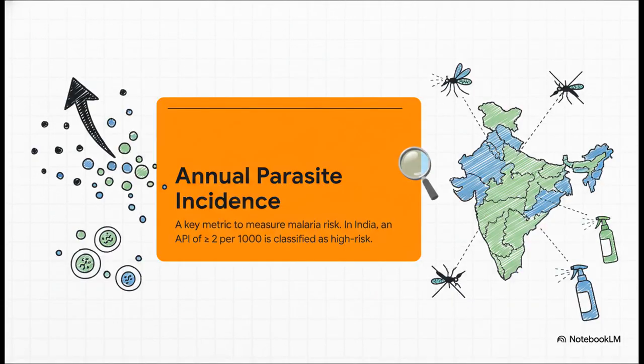And all of that data from individual patients, it gets scaled up. Every single diagnosis feeds into these bigger public health metrics, like the annual parasite incidence, or API. This is what allows countries like India to literally map out high-risk areas and direct their resources, like mosquito control, to the exact places where they're needed most.